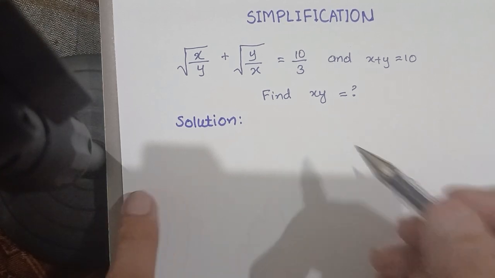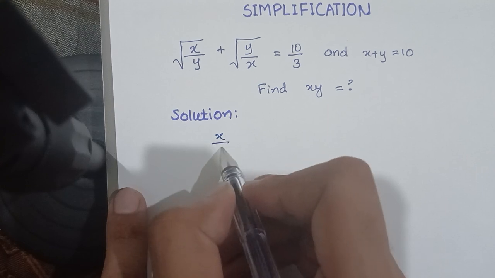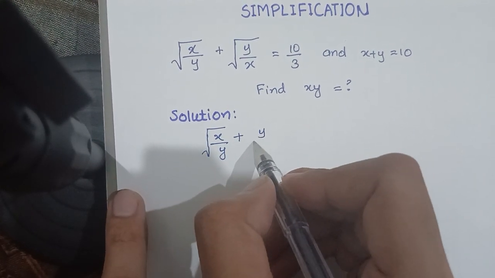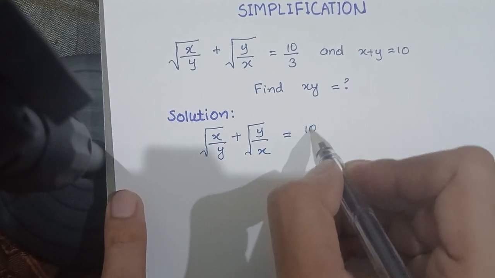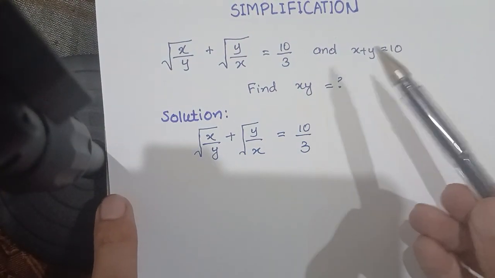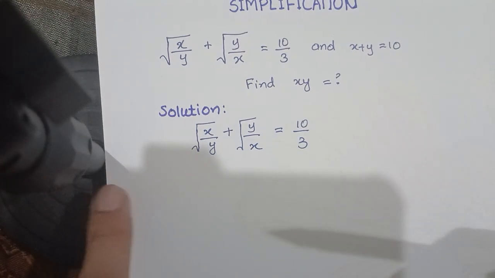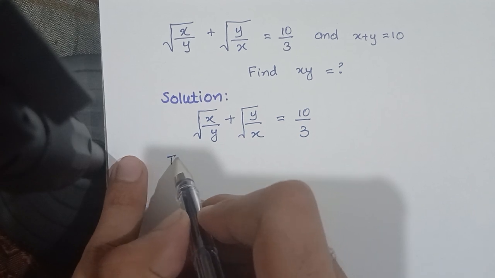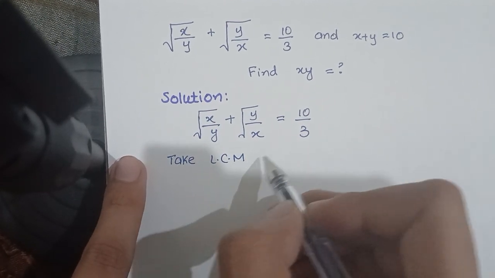So first of all we will write our problem: x over under root y plus y over under root x, which is equal to 10 by 3, and x plus y is equal to 10. We need to find the xy value. So first we will do the LCM, the least common multiple.